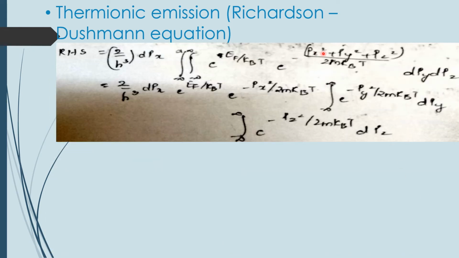Then e can be substituted as 1 by 2m into px square plus py square plus pz square, that is substituted here. E raised to ef by kt is a constant, so it is taken outside the integral. Also the term in x, that is e raised to minus px square by 2m kt, is taken outside the integral. And now we will integrate with respect to y and z.